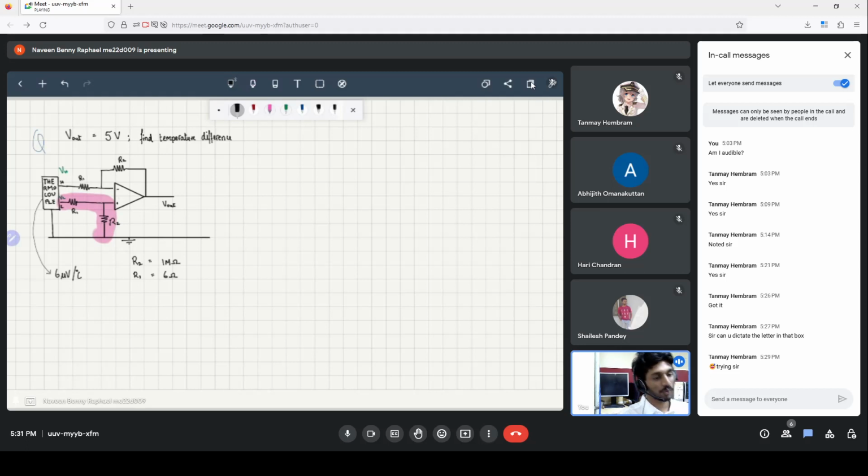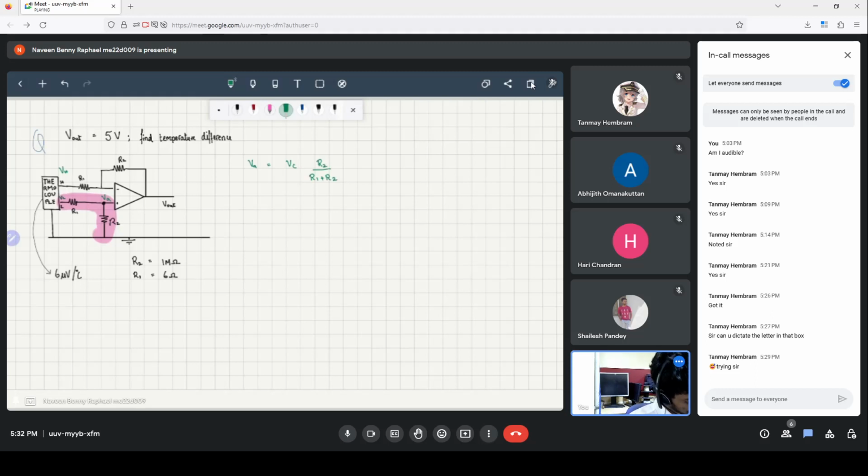So if you recall those concepts, you can directly say that the potential at this junction, we'll call this junction VA. If you remember the concepts about potential dividers, you can immediately say that VA is equal to VC into R2 by R1 plus R2. We can derive this also if you want.